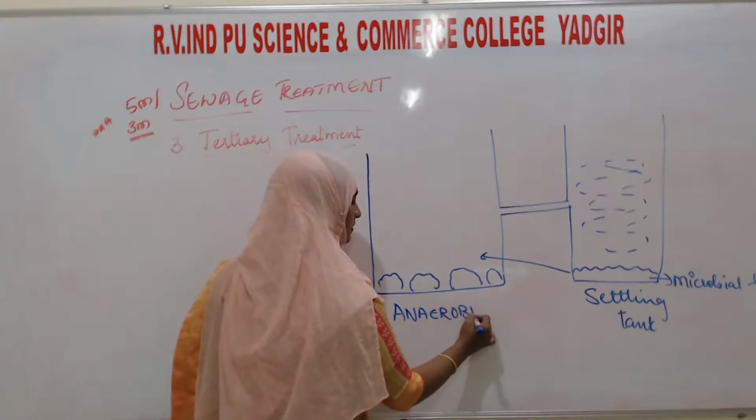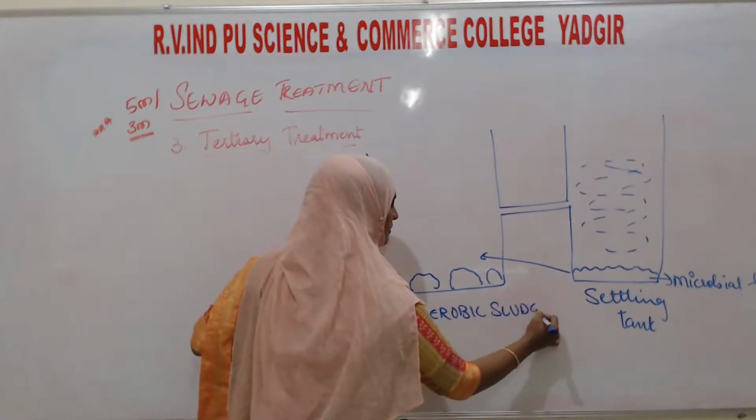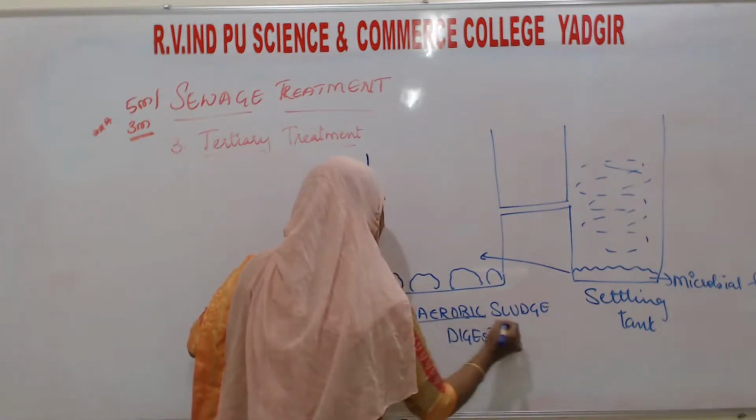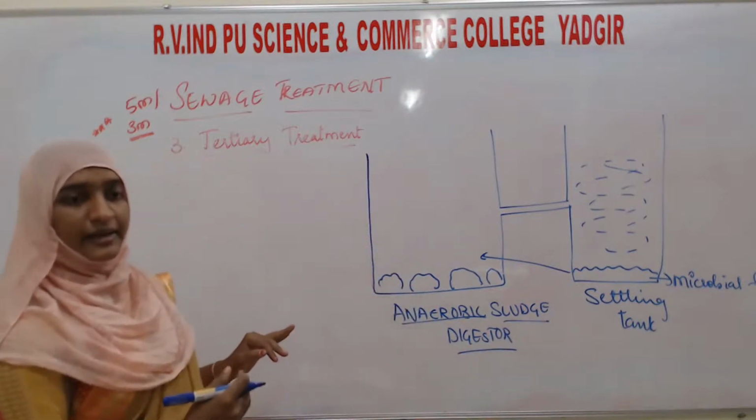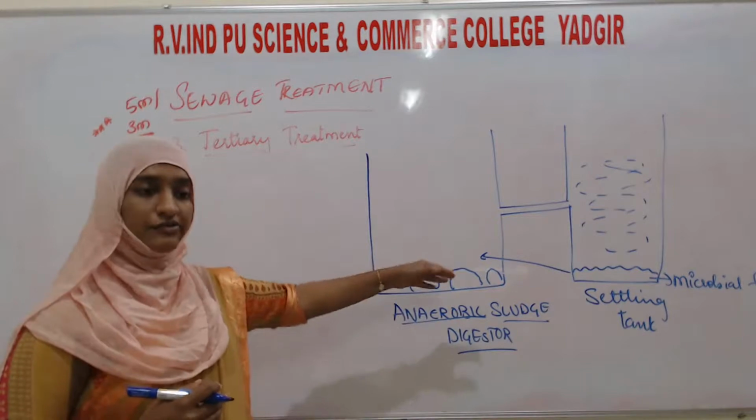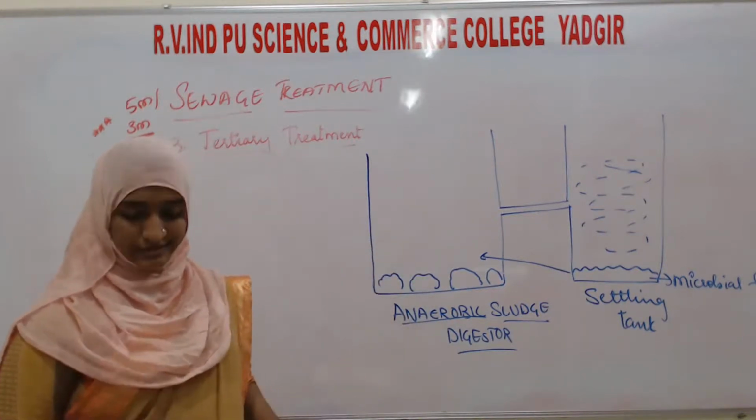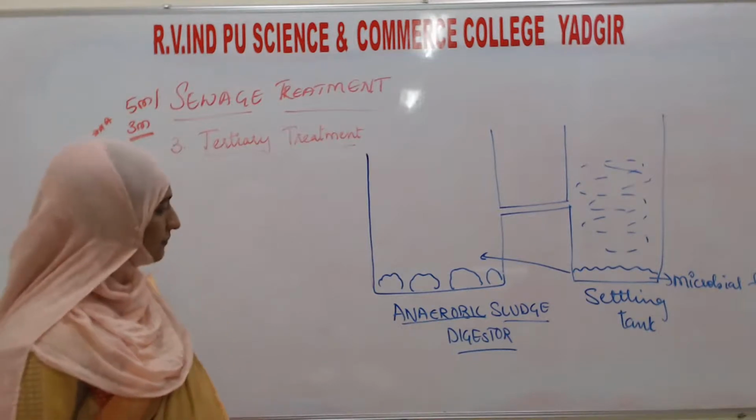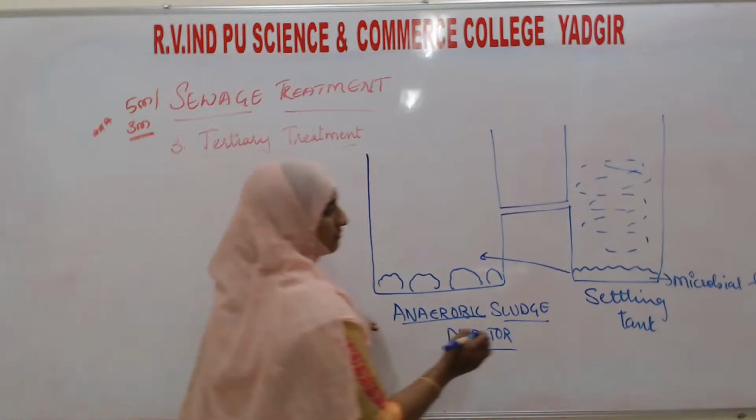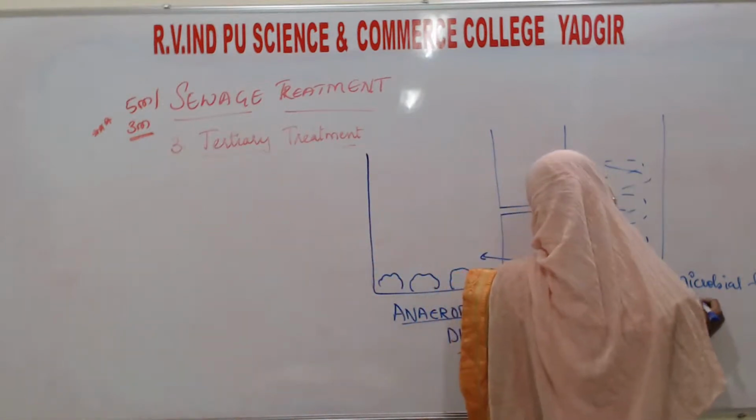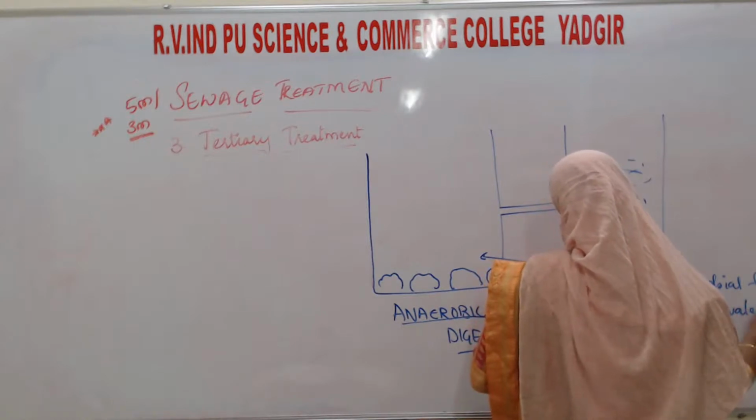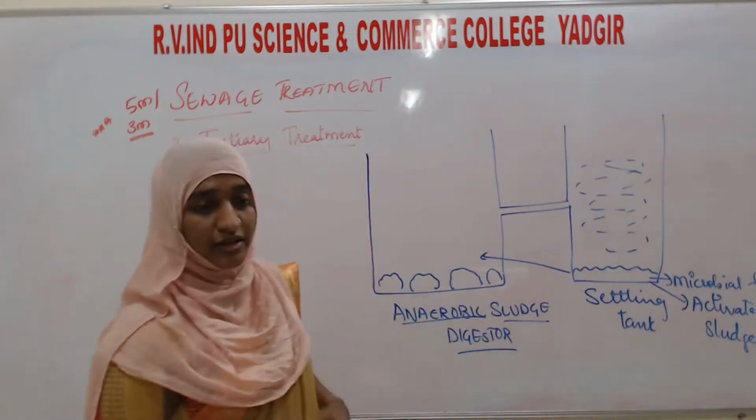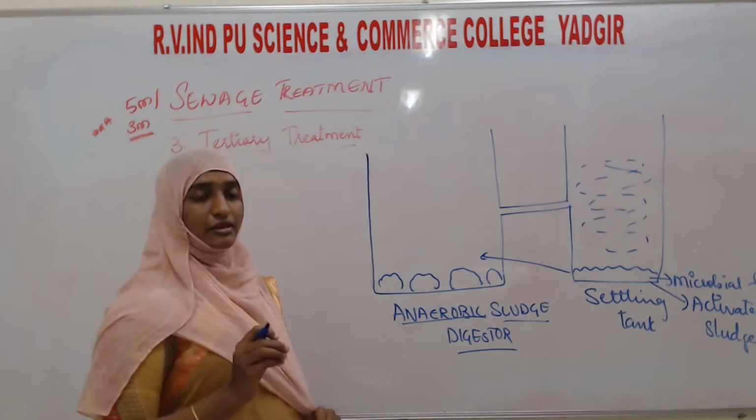Anaerobic sludge digester. From the settling tank, a large part of the microbial flocs is introduced into the large tanks, that is the anaerobic sludge digester. By name itself, you can say this is microbial floc, or this part you can call the activated sludge, in which there will be microbes, bacteria as well as fungi.